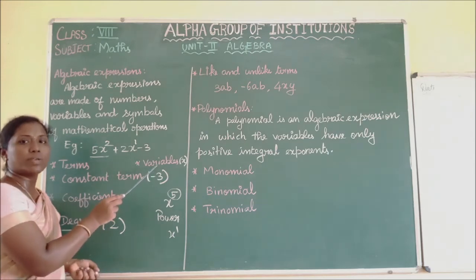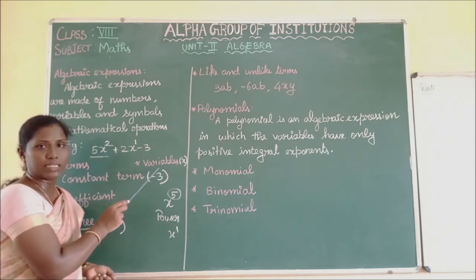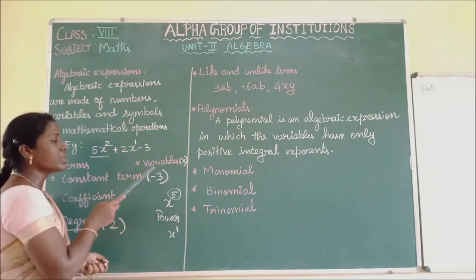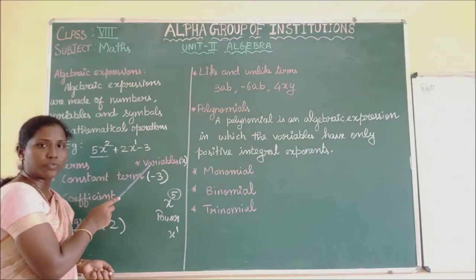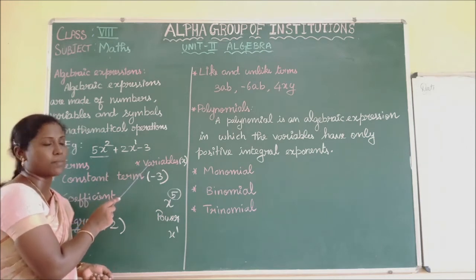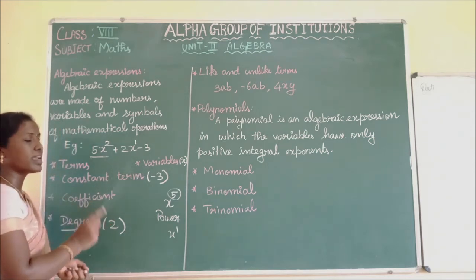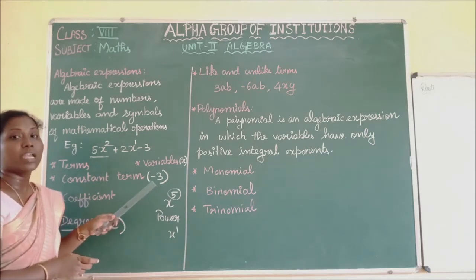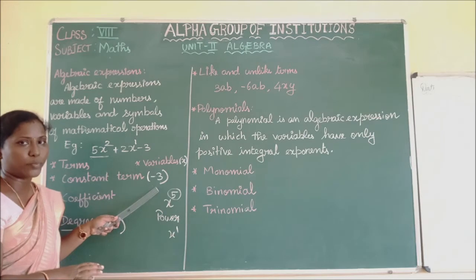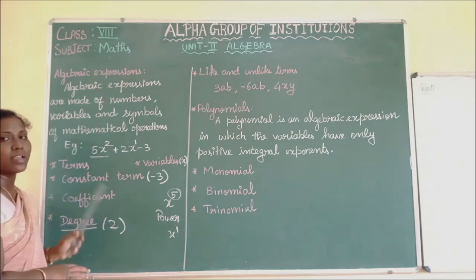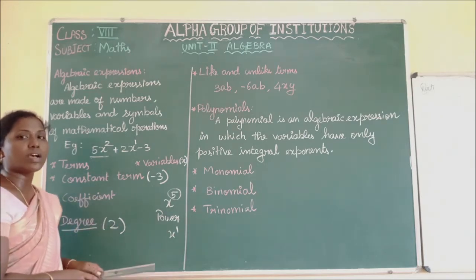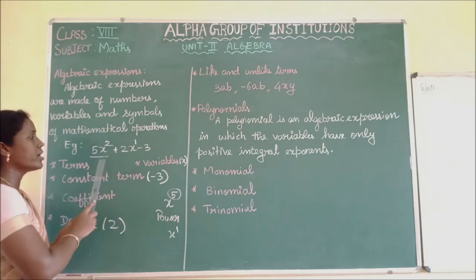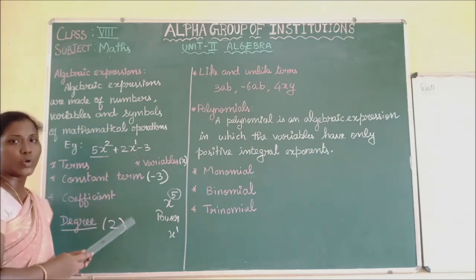A variable is always represented using an alphabetic letter. Familiarly we use x and y. The variable keeps on changing according to the content of the problem. It will not remain the same. And a constant term is an arithmetic number without a variable. It remains constant for the problem. Coefficient: the arithmetic value that is multiplied with the variable is called the coefficient of the variable. So here for each term we can find the coefficient.